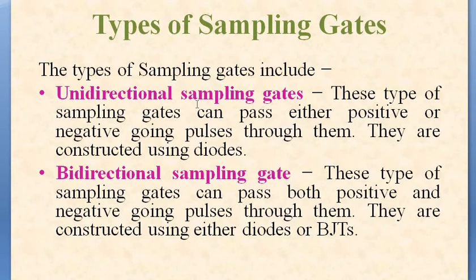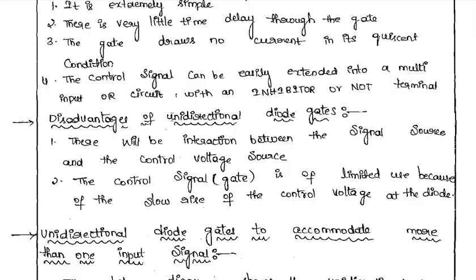For the unidirectional gate, we have seen some advantages in the previous class. It is extremely simple, there is very little time delay through the gate, and the gate draws no current in quiescent conditions. The last one was that the control signal can be easily extended into multiple input circuits. Now in today's class, I am telling about the unidirectional diode gate that can accommodate more than one input signal. What we have seen before was a single input. Now I am going to show you the next topic, which takes more than one signal.